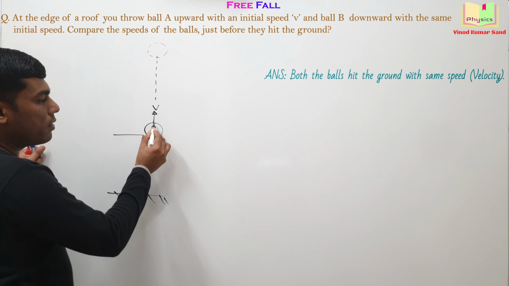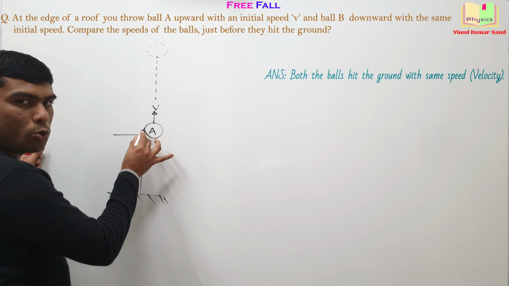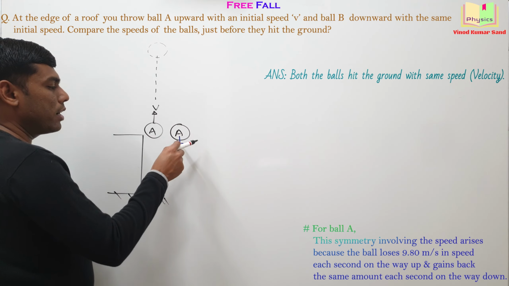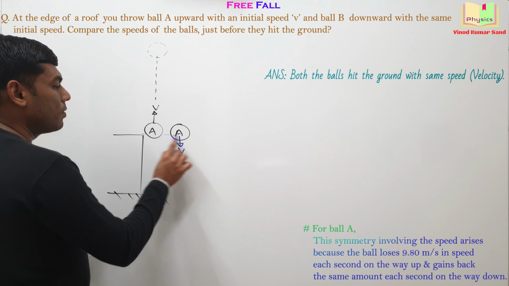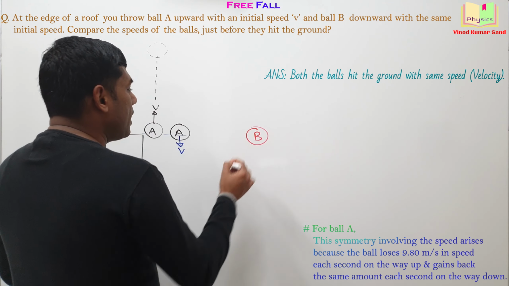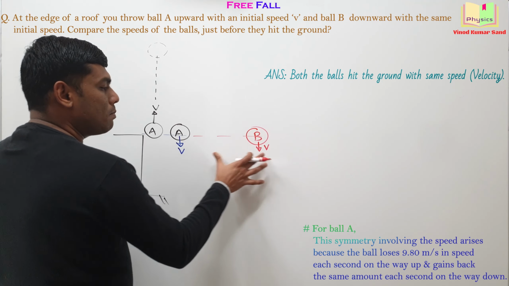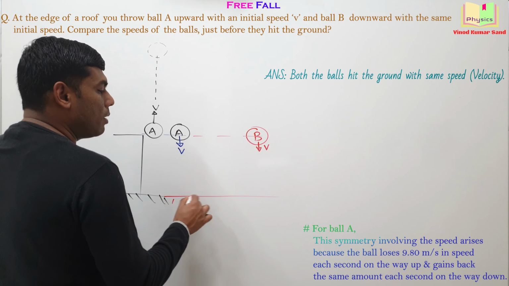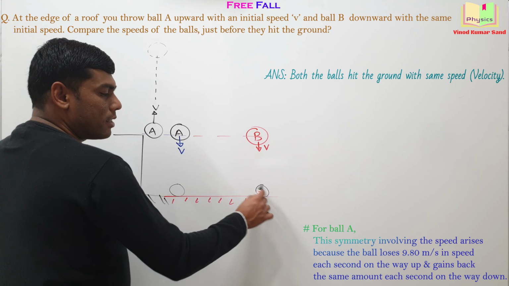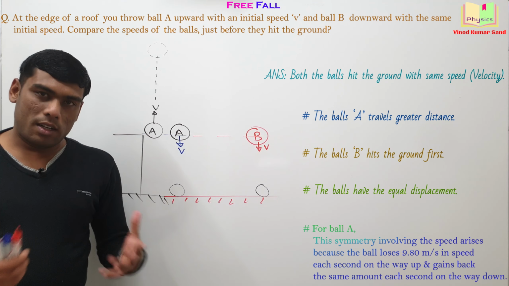The moment it reaches back to the same position here, what will be its speed while going downwards? Correct. Its speed will be v again while going downwards. We have already seen that. Now look at ball B. For ball B, the speed is already v. Since these two have the same speeds at this level, they will hit the ground with the same speed. Getting it? Simple and easy question. Note down the answer, then we'll go further.